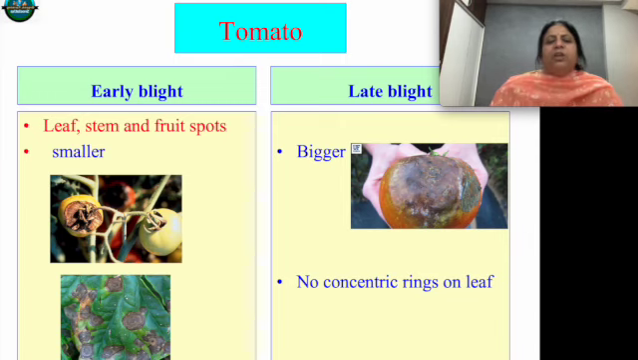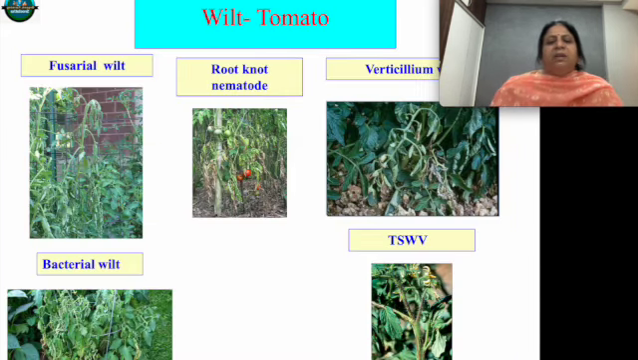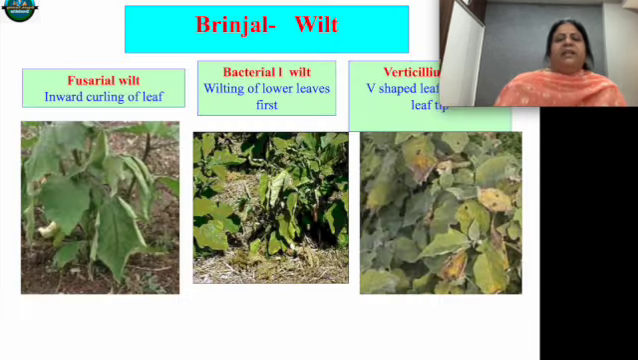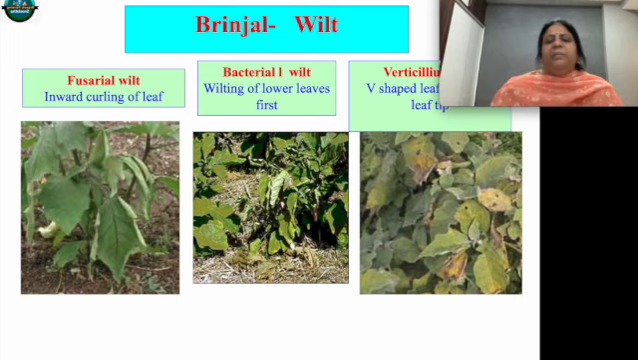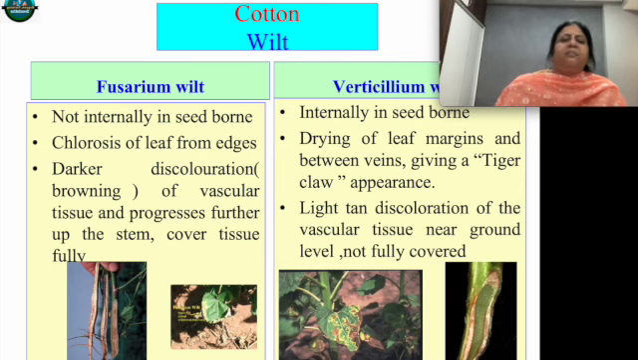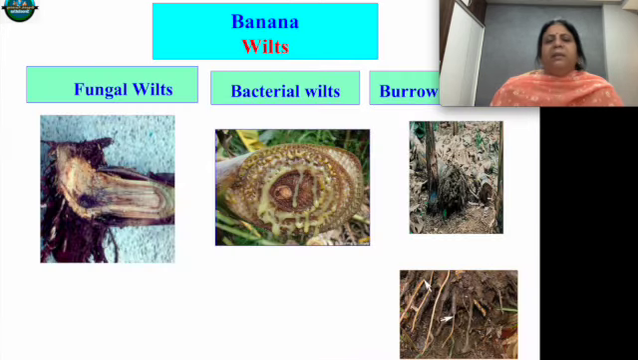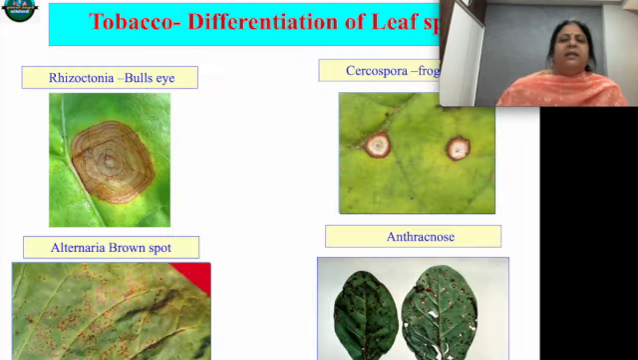Tomato, you can see early blight, which is on leaves and fruits, and late blight, mostly on the fruits. Wilt, various reasons for the wilt in the tomato: fusarium wilt, root knot, verticillium, virus, bacterial wilts you can find in the tomato. Brinjal also, wilt could be because of fusarium, bacterial, or verticillium. Wilt could be a fusarium wilt or verticillium wilt, but both are the fungal wilts. Banana, fungal wilts, bacterial wilts, burrowing nematodes also you can see in the banana.